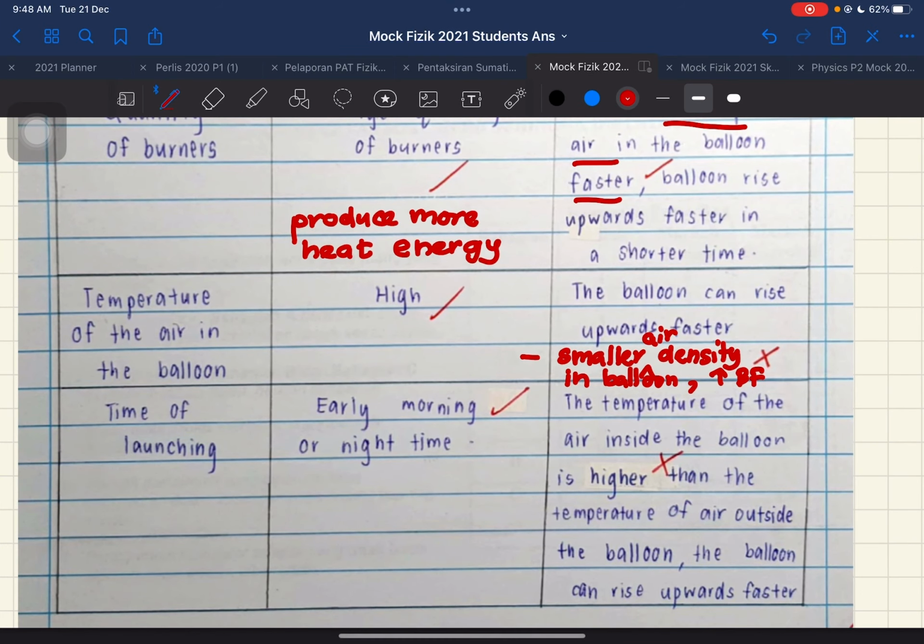Time of launching should be early morning. From the first question just now, diagram 11.2, early morning. So if early morning, we focus on the density of the air outside. Can write greater outside air density or surrounding air density. Greater outside air density. So this will actually lead to greater buoyant force. This is for the explanation.